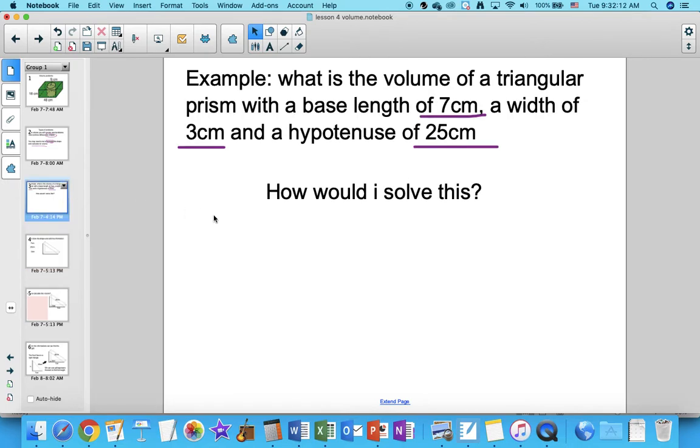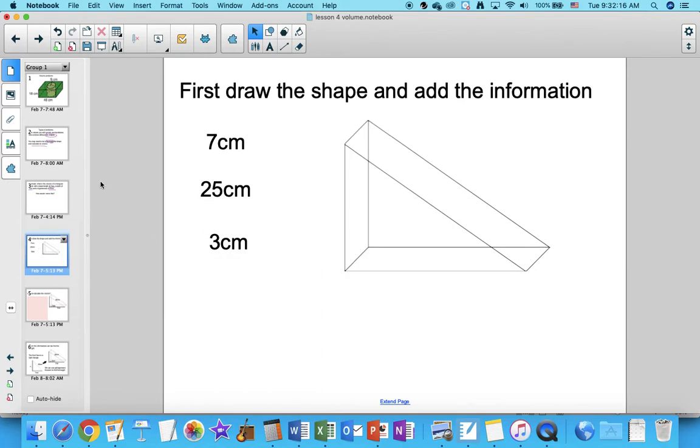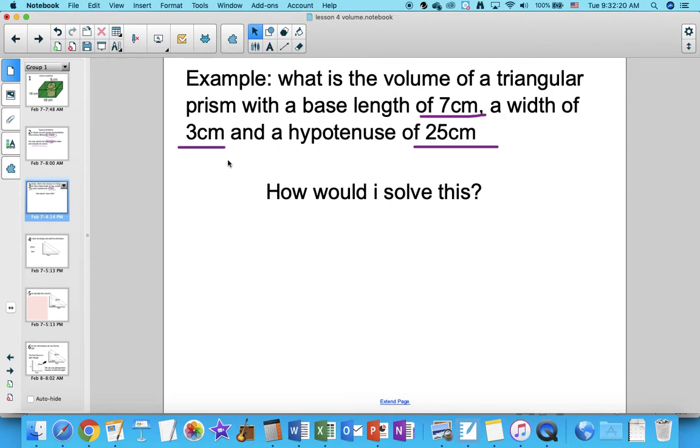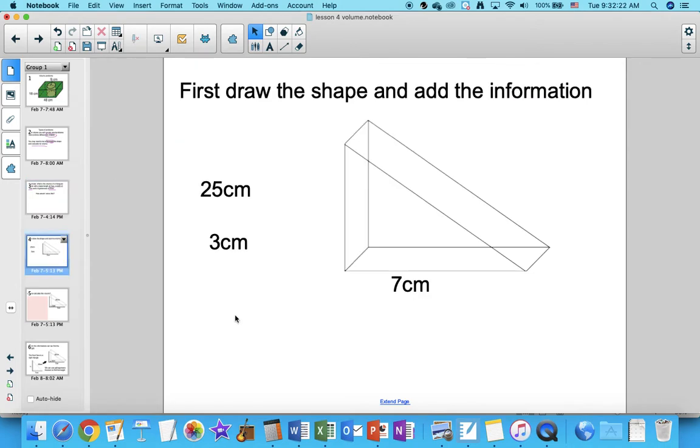So we look at our question. We have a base length of 7. Okay, so we have a base length of 7, right? A width of 3, right? A width of 3, so it's either this line or this line. You can put it anywhere. And a hypotenuse of 25. So we know that this line is 25.